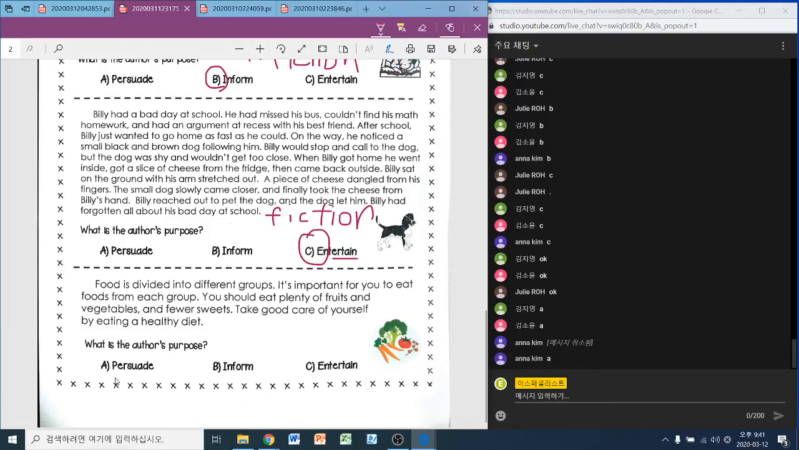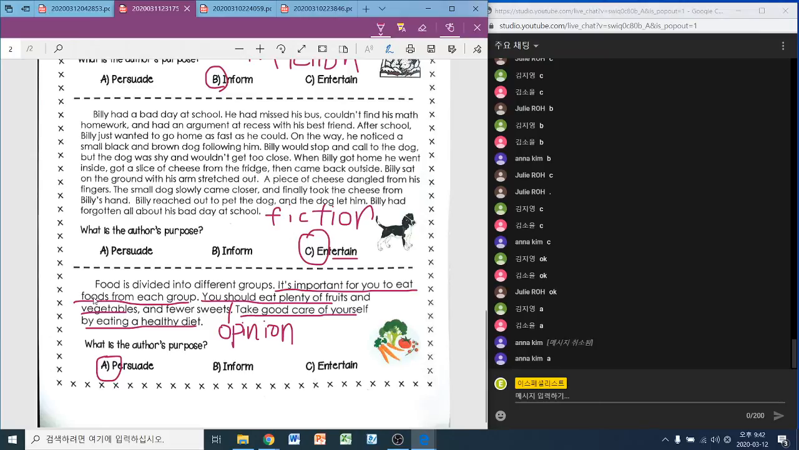Okay. The answer is A. Bingo! That's right. The answer is A. Look at this. It said it is important for you to eat foods from each group. Okay? It said you should eat plenty of fruits and vegetables and take good care of yourself by eating a healthy diet. Right? So these are telling the strong opinion, okay? This is opinion. So, answer is the author's purpose is persuade. Do you understand? Good. Good job, okay?